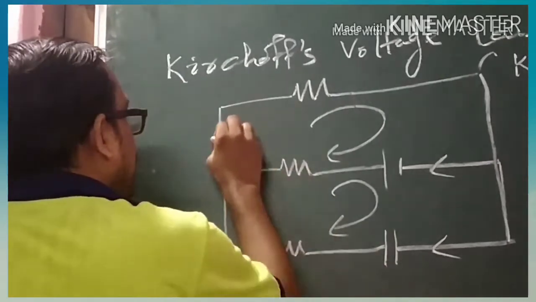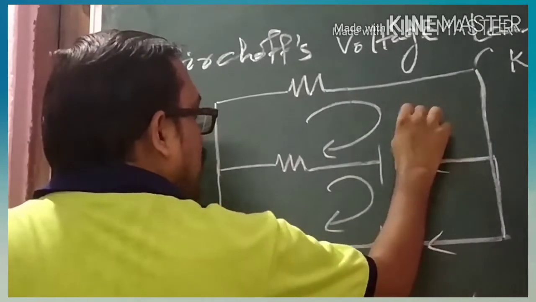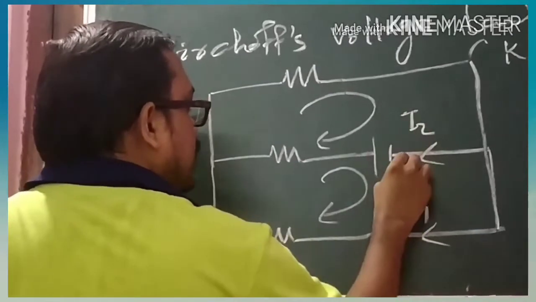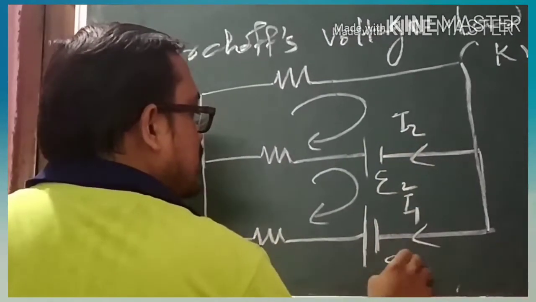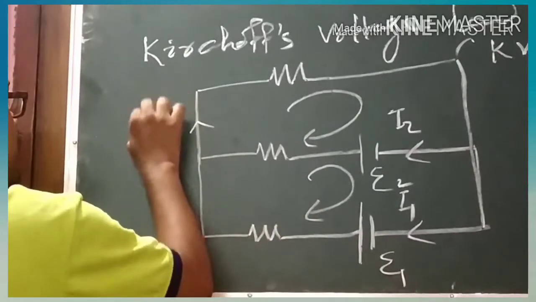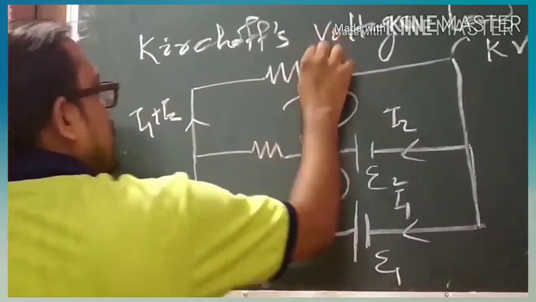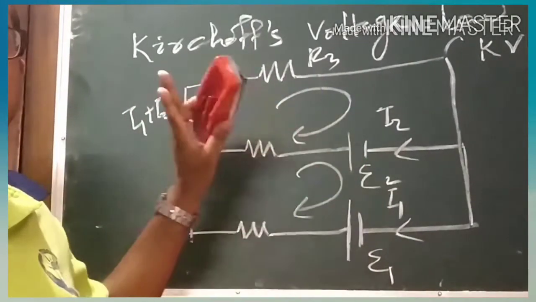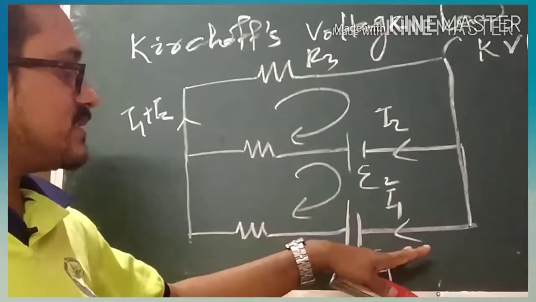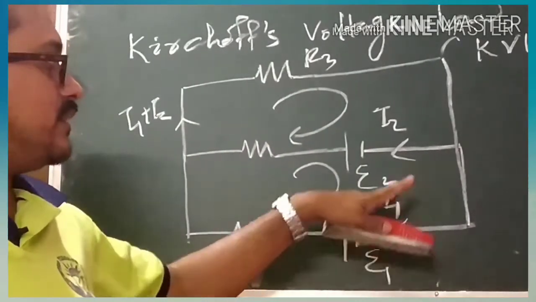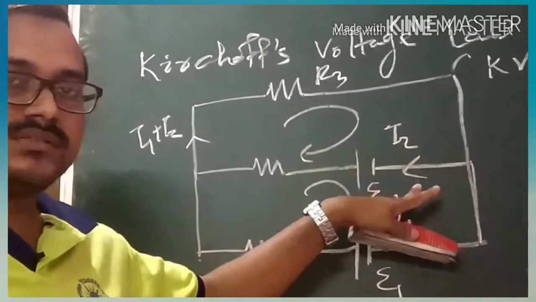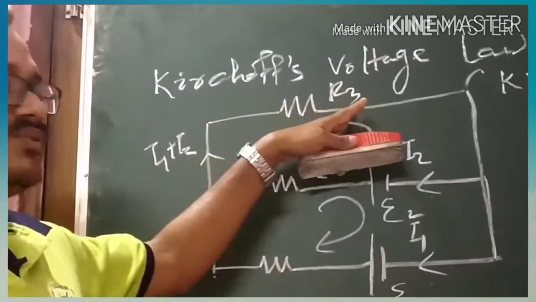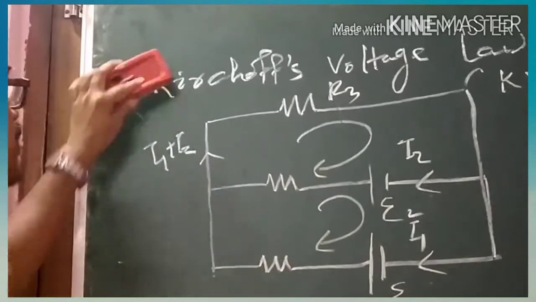Then the direction of the current. Suppose this is current I2, this is current I1, this is EMF 1, and this is EMF 2. Now this is I1 plus I2, passing through R3. In this diagram, first we have chosen the direction of traversal, clockwise. Next is the direction of the current: I1 in this branch, I2 in this branch, and I1 plus I2 through the resistor R3. So here first we have to apply KVL.